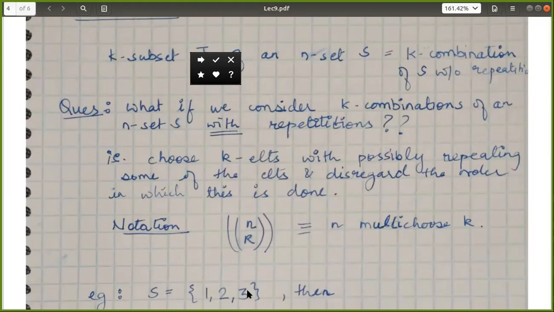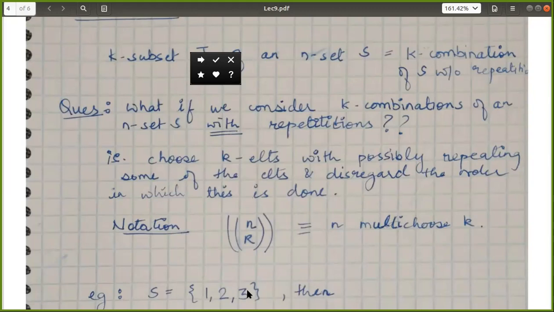2, 3. Okay. More? 3, 3. Right. More? 1, 2. 1, 3. Right. I think that's all. Oh, so 2, 1 and 1, 2 are the same, right? Yeah. Then in that case we will have 6.